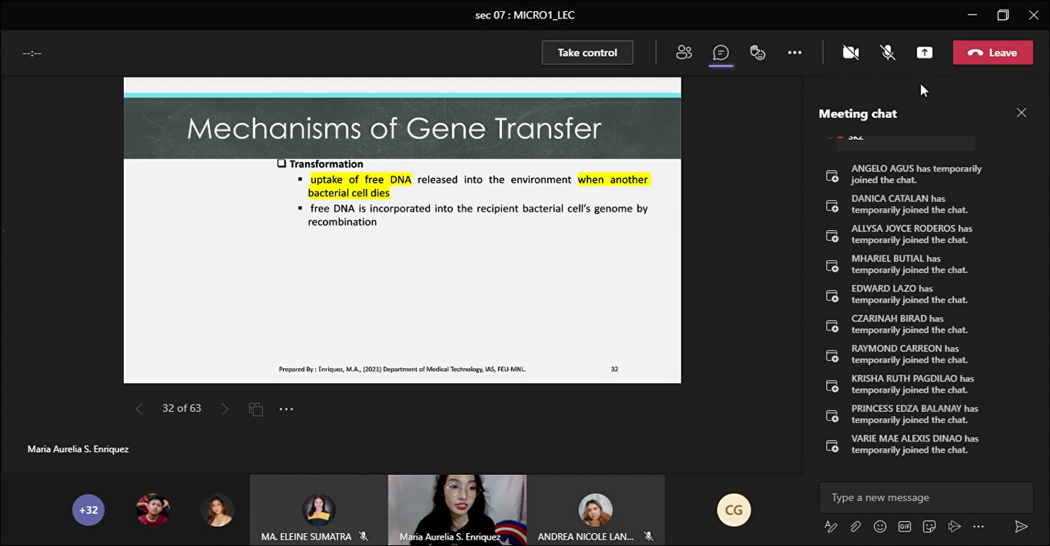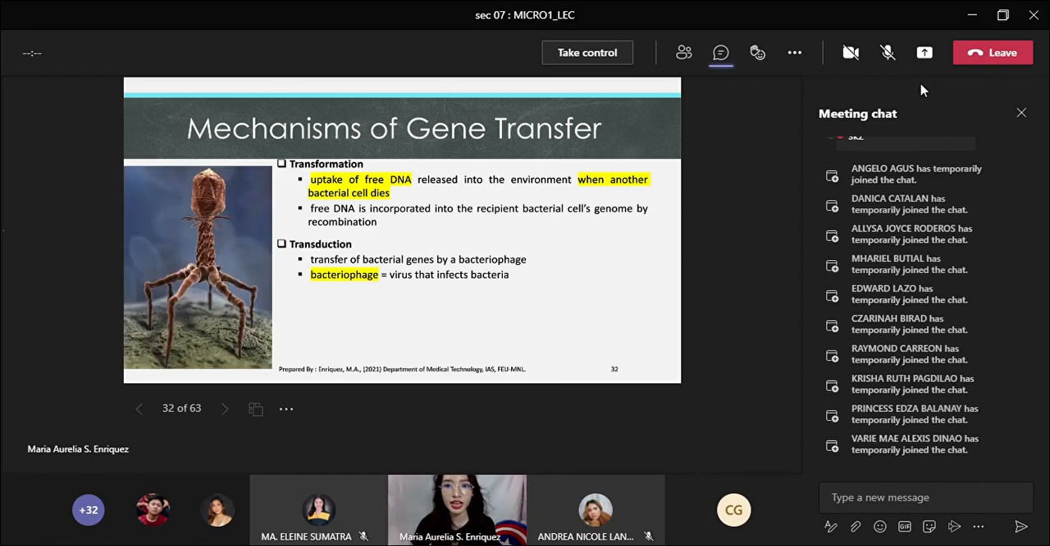Next is transduction. Transduction is the transfer of bacterial genes by a bacteriophage. A bacteriophage is a virus that can primarily infect bacteria. Okay, so again, bacteriophages are viruses that infect bacteria. Shown here is a colorized electron microscope image of a bacteriophage. Okay, so ang ginagawa po nito, it will infect one bacterial cell.